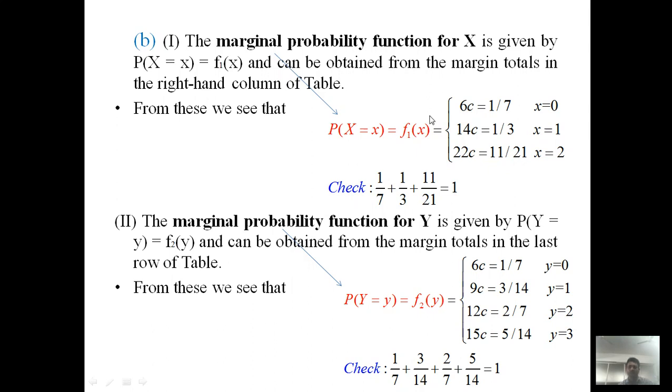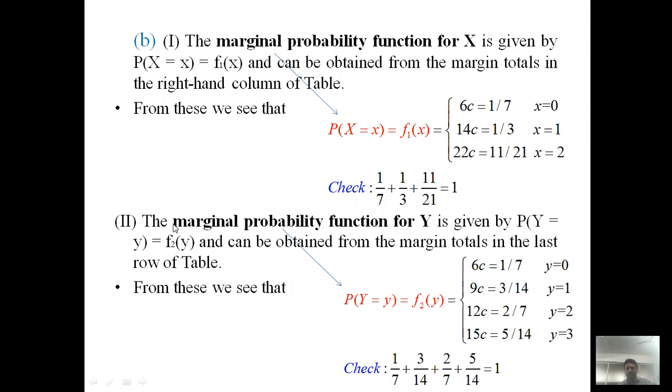And at the last, you have to check whether your marginal probability function is right or not, simply by finding the addition of all the marginal probabilities. So 1 by 7 plus 1/3 plus 11 by 21, and remember, the addition must be 1.